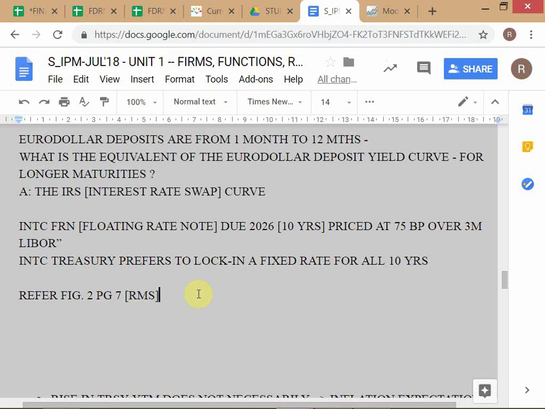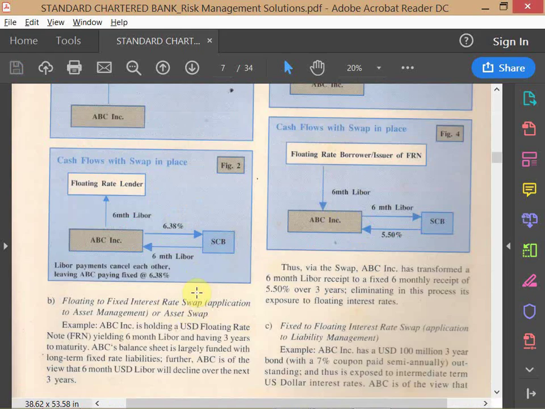Now figure 2, page 7. What are we saying? Figure 2, page 7. Look at this. One second. Guys, please be quiet.